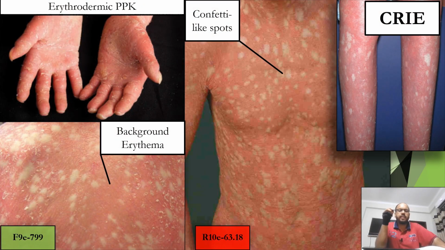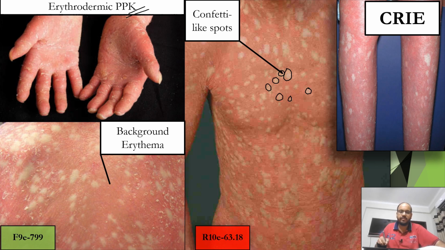So look at this picture I've taken from Fitzpatrick 9th edition 799 and Rook's 10th edition 63.18. You can easily see background erythema along with a few localized areas of spontaneous healing, and these healed areas are known as confetti-like spots, as if small pieces of paper have been stuck on the skin, and that is why you have confetti-like lesions with a background of erythema and erythrodermic PPK.